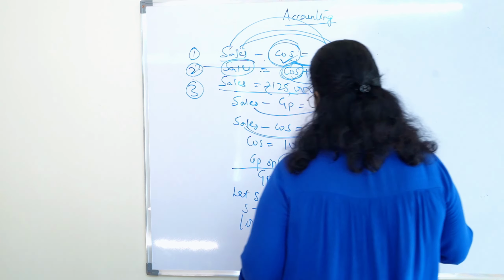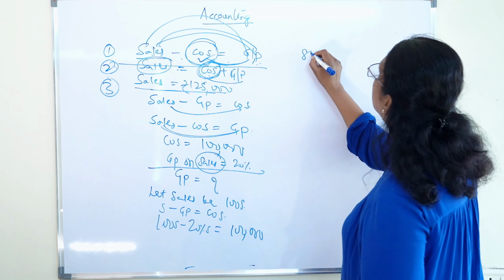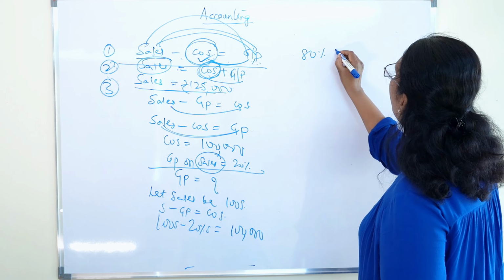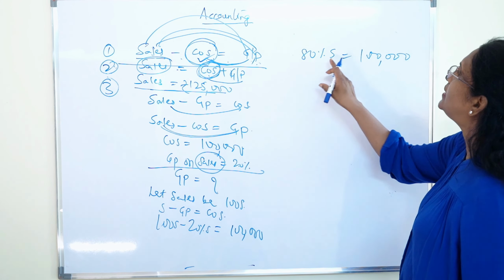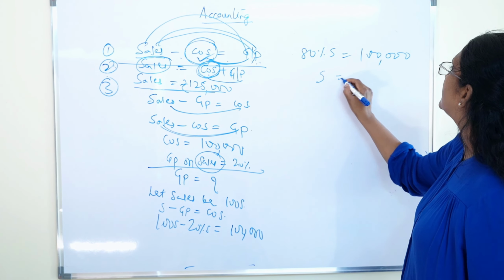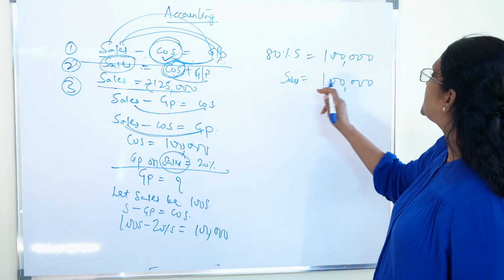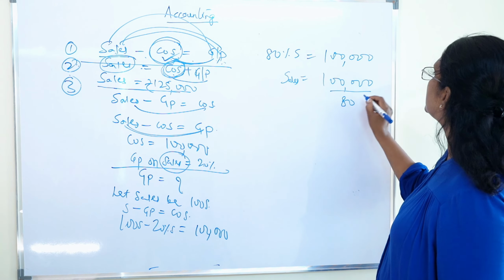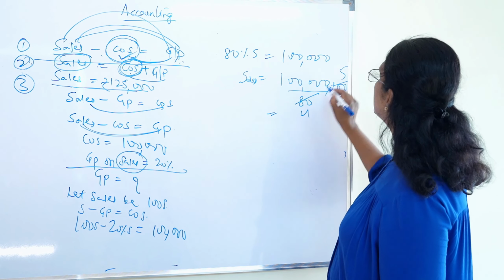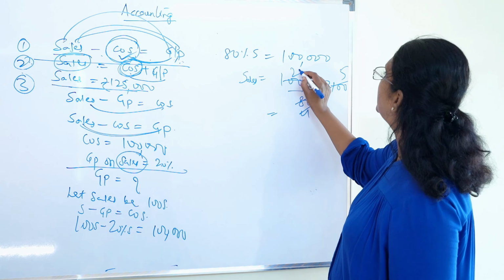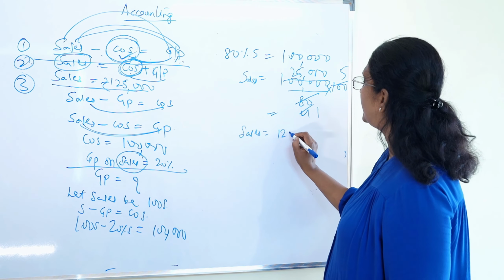Is that clear? Let sales be 100s. s minus GP is equal to cost. So 80% of s is equal to 100,000. Cost of sales is 80% of s, and that is 100,000. Now you are trying to find out sales. How will you find out sales? 100,000 upon 80%, 80 into 100. That is 125,000. So sales is equal to 125,000.